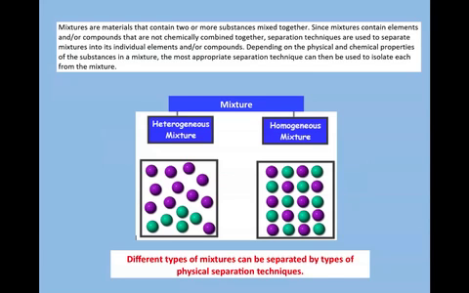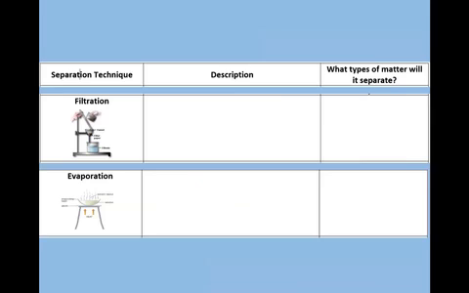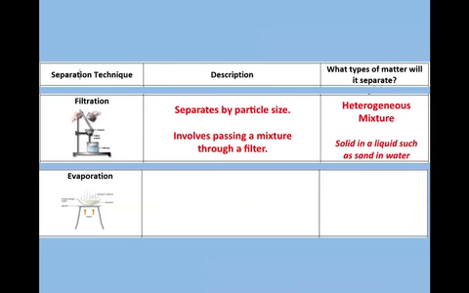We're going to be basing it on different physical and chemical properties of each of the substances that are in the mixture, and that allows us to then pick the right technique to isolate them from each other. So the first one we're going to talk about is filtration. So this separates by particle size. So depending on the size of the particle, what passes through the filter and what doesn't.